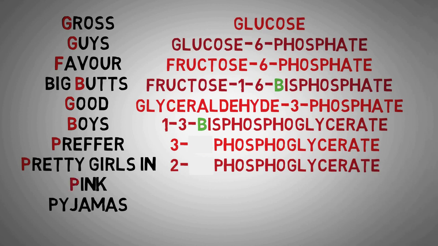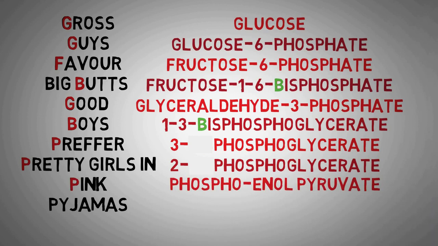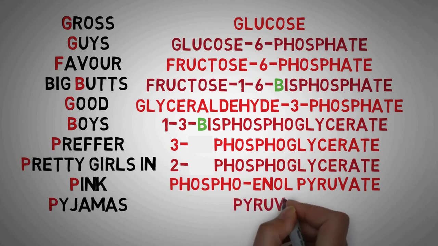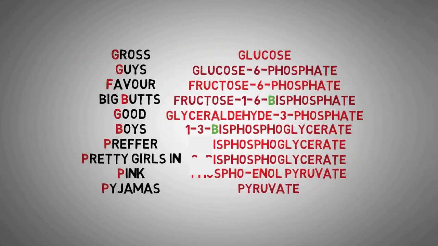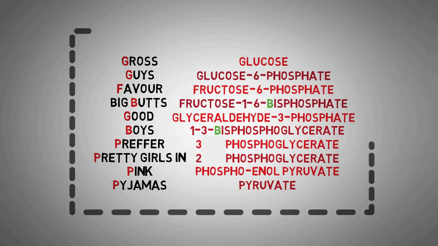The P in pink stands for phosphoenol pyruvate, and the P in pajamas stands for pyruvate, which is the last molecule generated in the pathway of glycolysis. So this was a memory trick to remember all the intermediate molecules that form in the pathway of glycolysis.